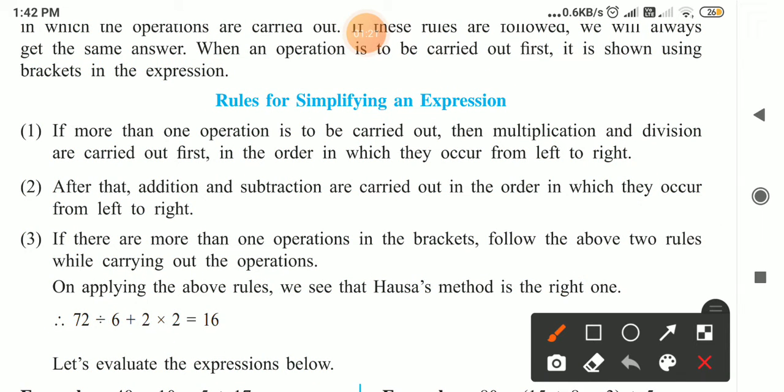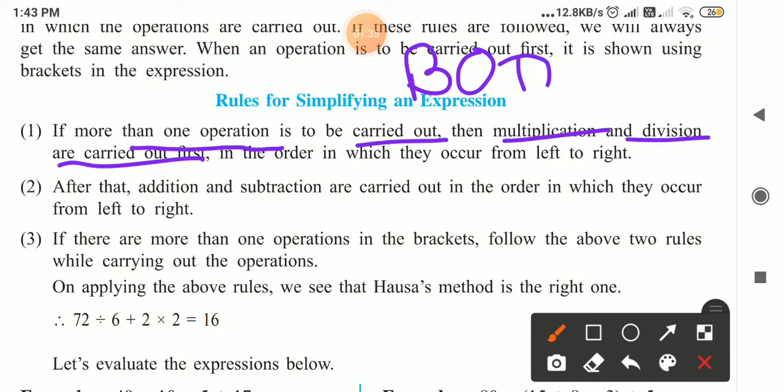First of all, if more than one operation is to be carried out, then multiplication and division are carried out first. I told you the short form, the one word BODMAS, you have to keep in your mind, meaning division and multiplication. So here the multiplication and division are carried out first.